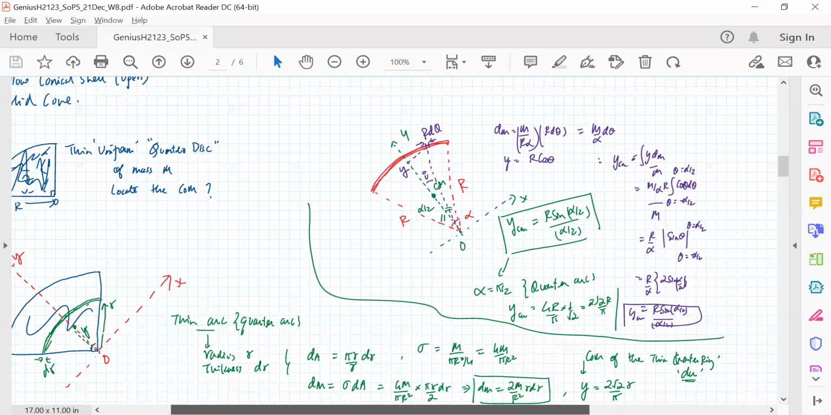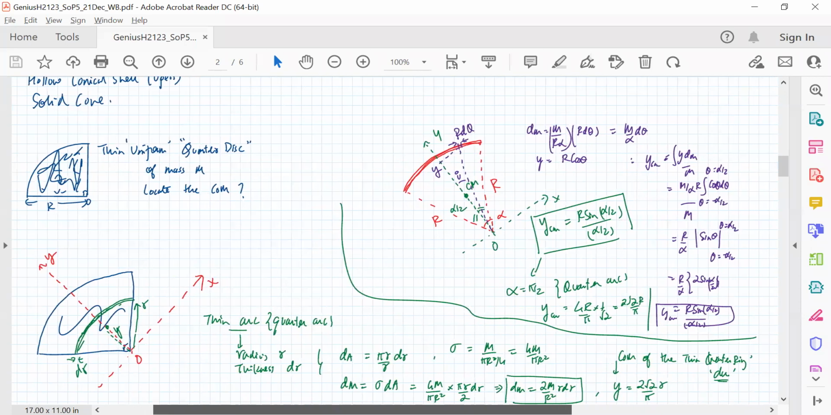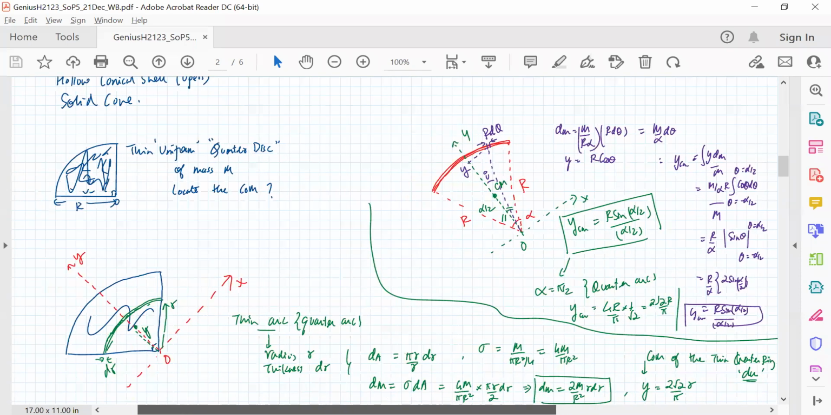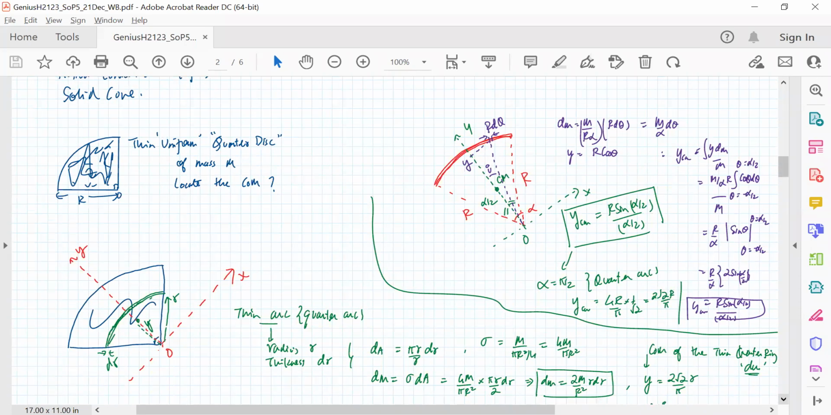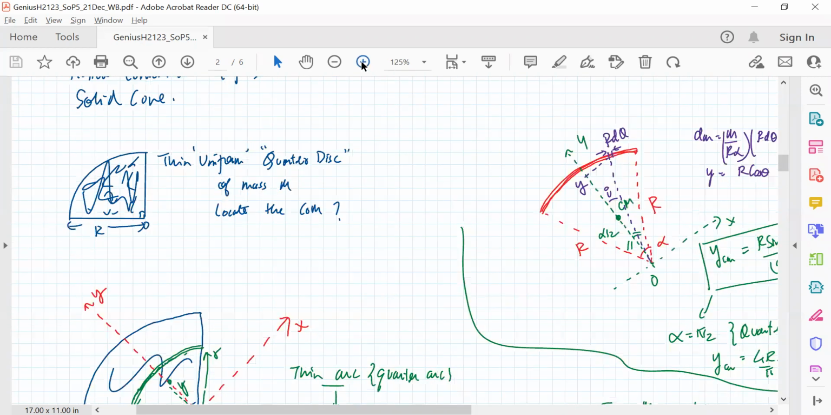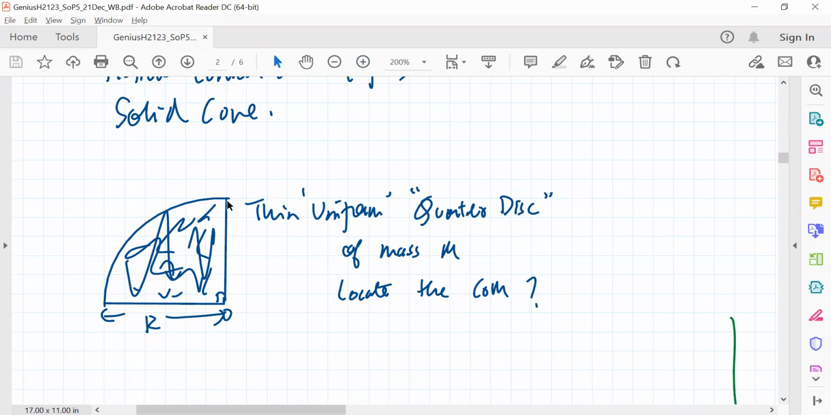Okay. Now we can do this next as an application question. I'll bring you to the solution later. Try this as a question now. We want to find the position of the center of mass of a quarter disk. We had seen the semi-disk earlier. Now use the same method for the quarter disk. Slice the quarter disk into quarter arcs.